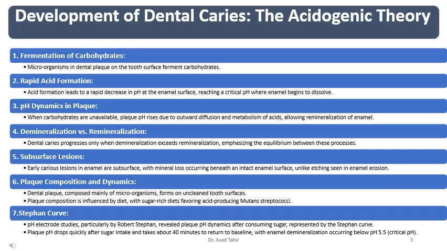The acidogenic theory, proposed by W. D. Miller in 1890, provides a comprehensive explanation of how dental caries develop. Here's a breakdown of the key points outlined in the theory.